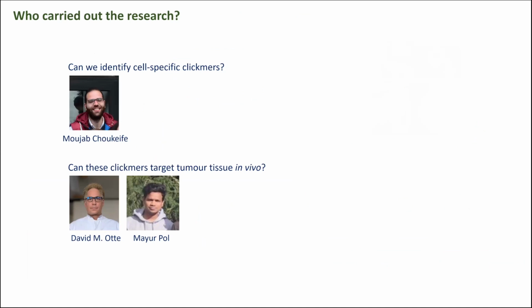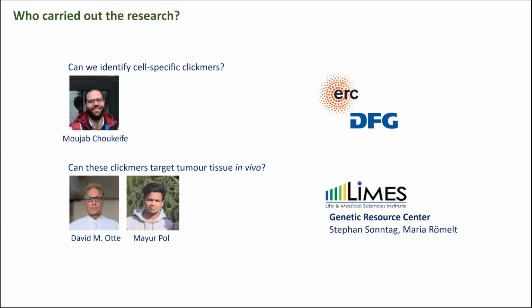So we did the research. The entire cell project with the quickness was started by Lucha in my lab almost 10 years ago. The in vivo studies were done by David, who is here today, and by Mayer, and they did the in vivo targeting. Funding we got from the ERC and the German Research Council. We had strong support from our Genetic Resource Center at our institute. Without this, we couldn't do any mice experiments at all.